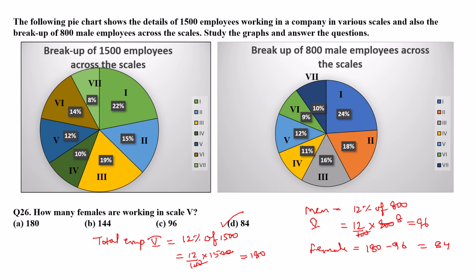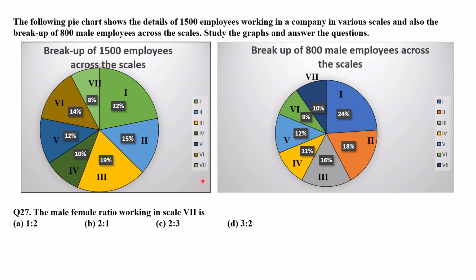Now moving to the next question. Again one more question based on the same graph. Here you have to find the male to female ratio working in scale 7. So for scale 7, first we will find how many total employees are there, because for female employees there is no information given. So we have to find it out first. Then we will find out how many male employees are there in scale 7, then we will subtract it. We will get the female employees and then we will find the ratio.